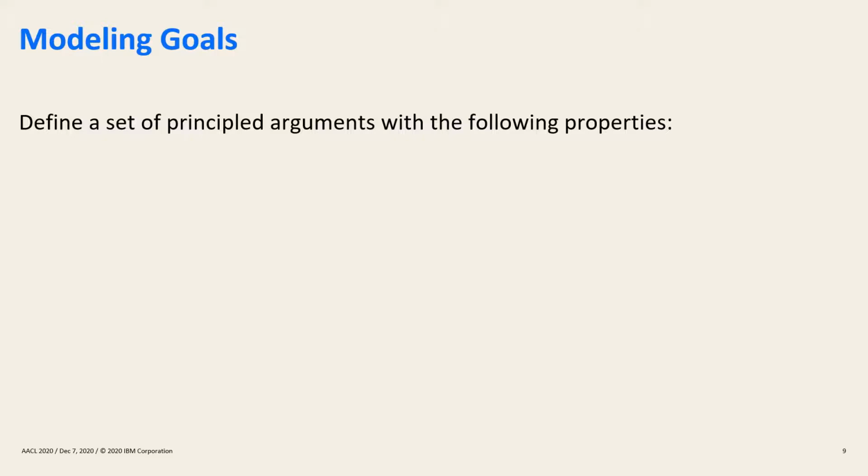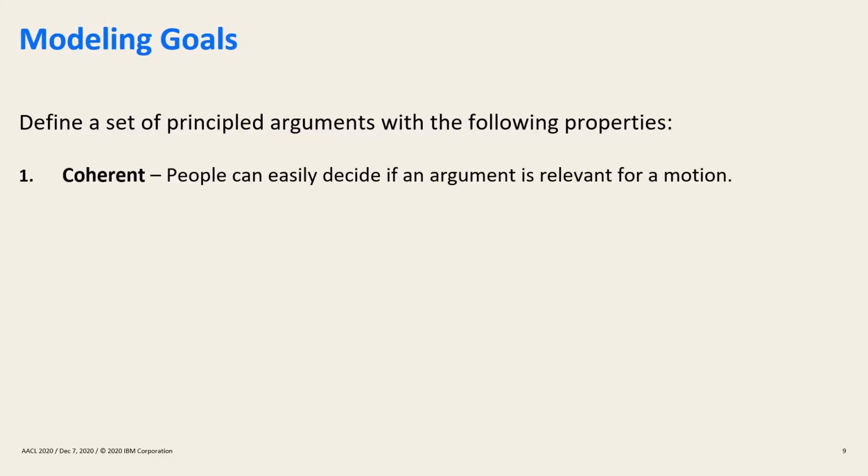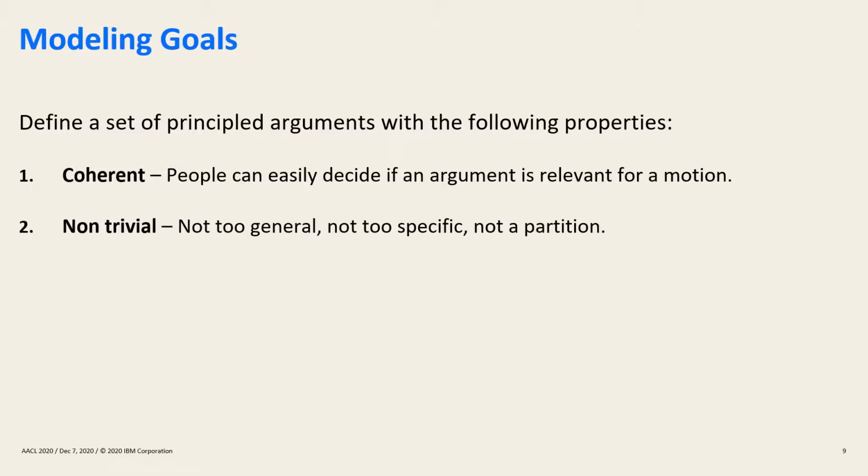Our modeling goals in doing this is to define the set of principled arguments which have the following properties. First of all, they are coherent. People can easily decide if an argument is relevant for a motion. So when presented with this class of new technologies and a motion, people can easily decide whether the motion belongs to this class, whether arguments from this class are relevant. And if humans can do it, we have hope that the computer can do it as well.